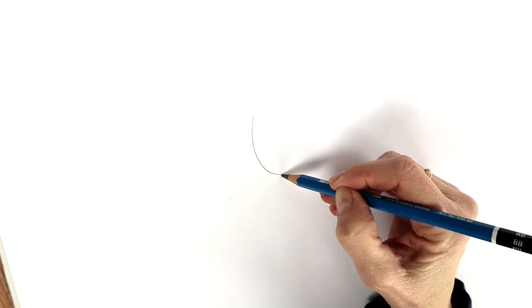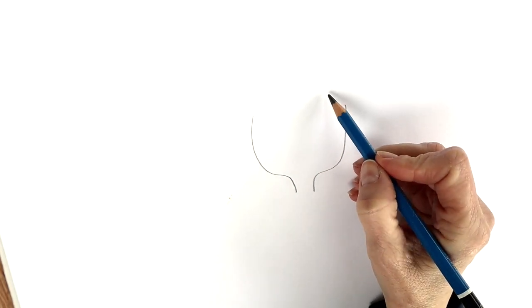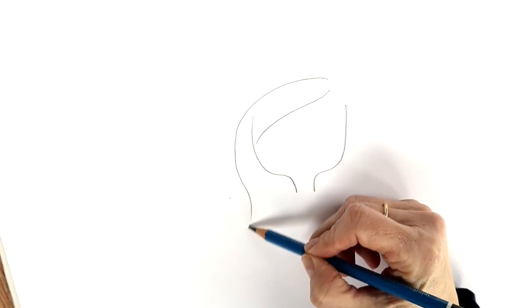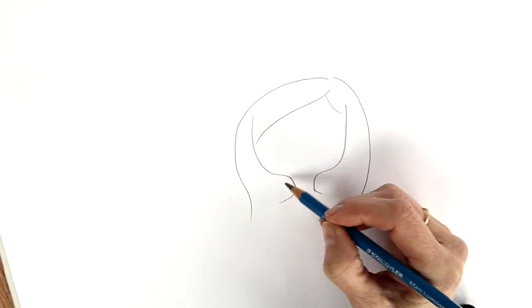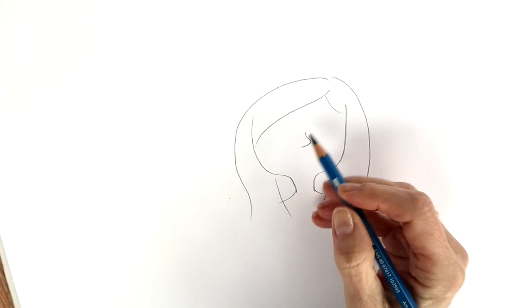The other thing I do quite a lot of is draw someone without drawing their chin in. So it would go kind of like this. And then let's have some hair. Shoulders. And then put their features in.